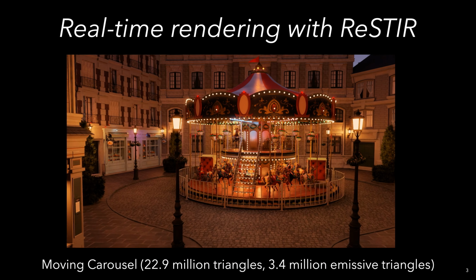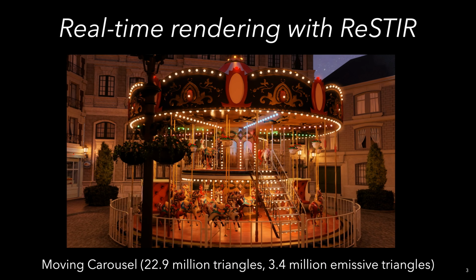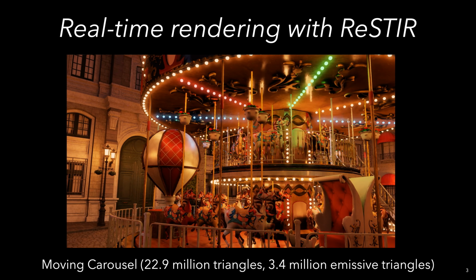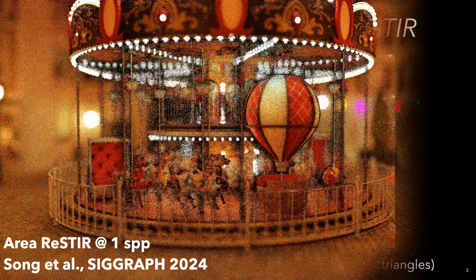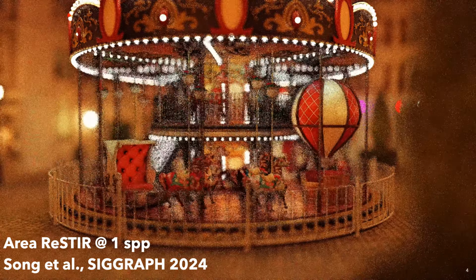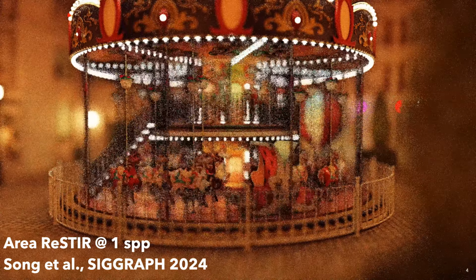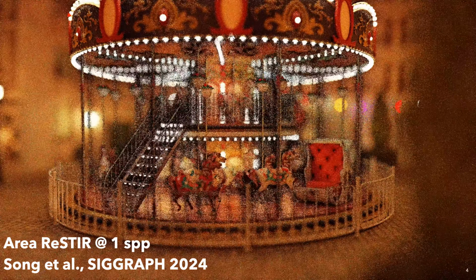So in recent years, ReSTIR-based algorithms have greatly accelerated direct and global illumination of complex animated scenes. For instance, in this carousel scene with 3 million emissive triangles, without any denoising, the latest ReSTIR algorithms provide upwards of 100x improvement in sampling quality compared to brute force path tracing.